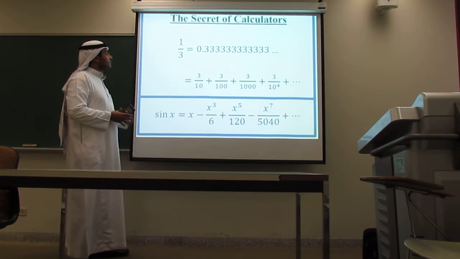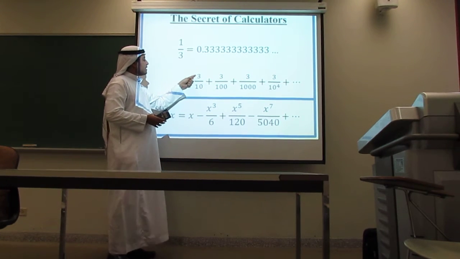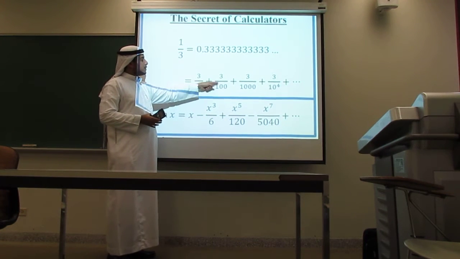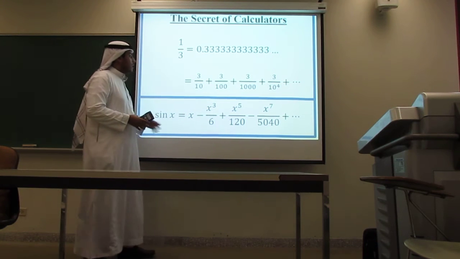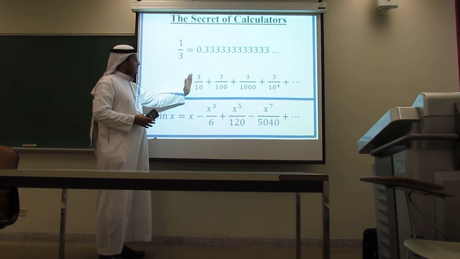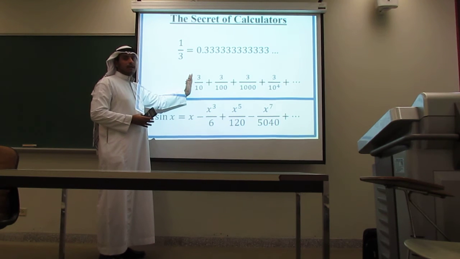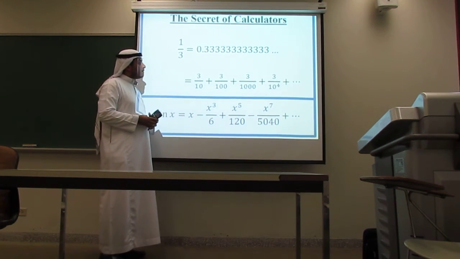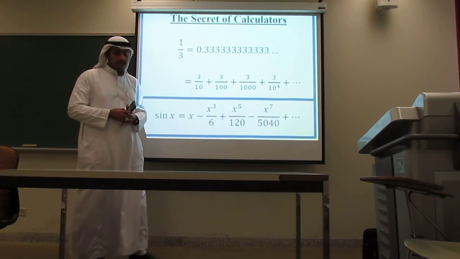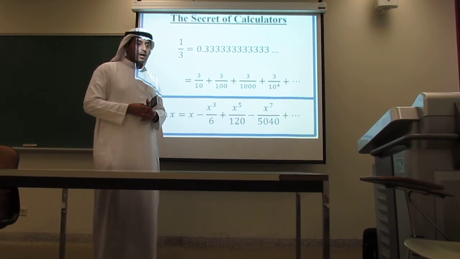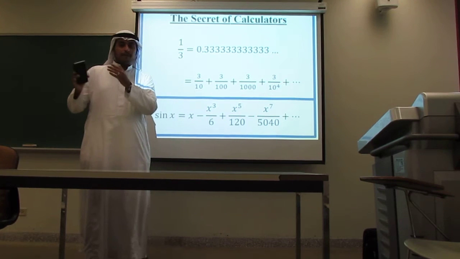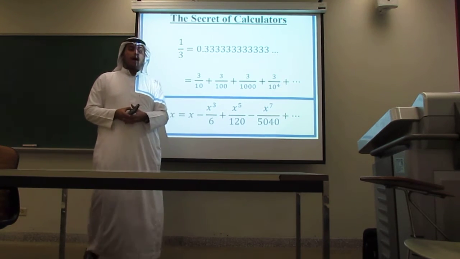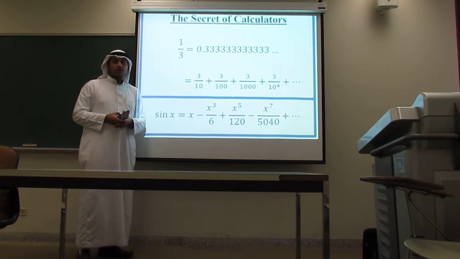Another representation of one third is 3/10 plus 3/100 plus 3/1000, and we keep writing like this. Now the summation of these terms is called an infinite series. Infinite series have been studied extensively by mathematicians, who studied their behavior and properties, and whether we can find their sum or not.